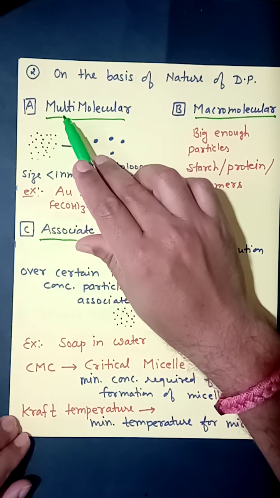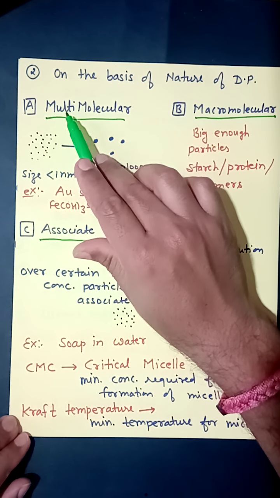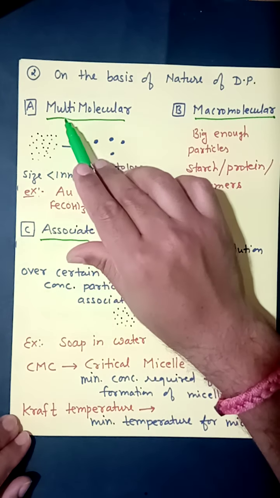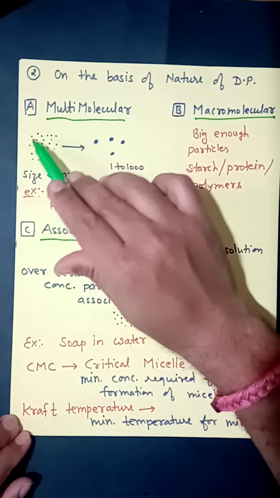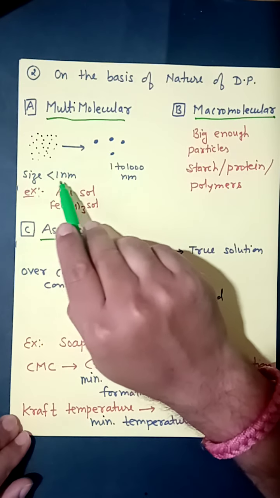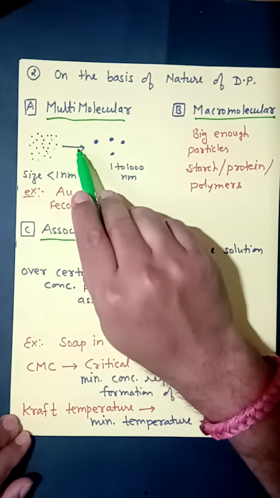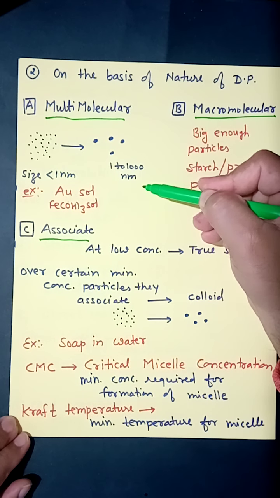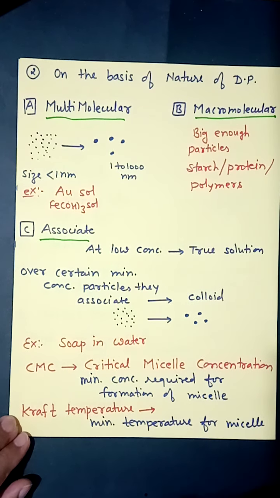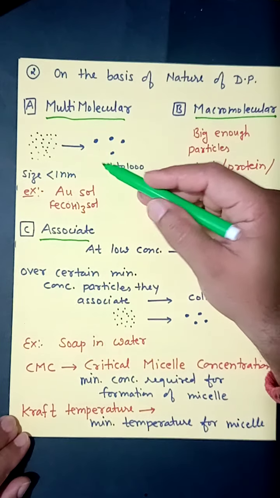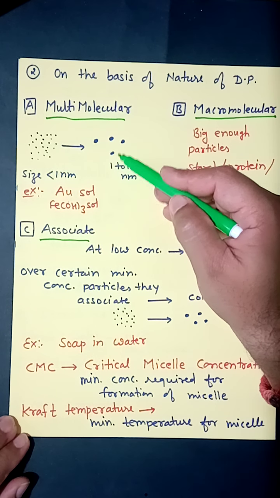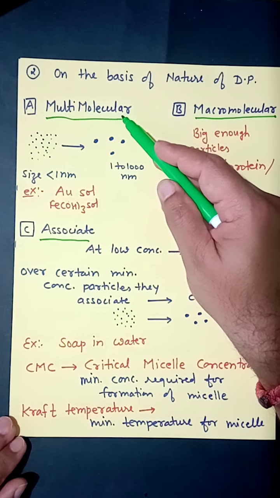Multimolecular, as the name says, multi means many. In multimolecular colloid, a great number of small particles having size less than 1 nanometer aggregate and form bigger particles of colloidal dimension. I repeat, smaller particles associate and form big particles of colloidal dimension. Such type of colloid is known as multimolecular colloid.